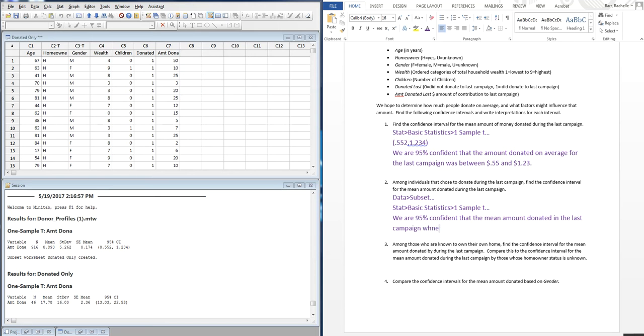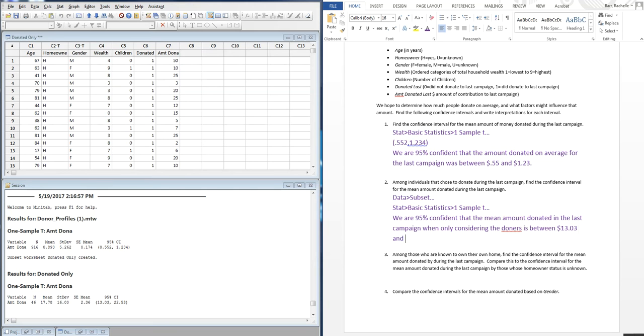when only considering the donors is between $13.03 and $22.53. So I want to be very specific. I'm only looking at those who donated when they were doing the campaign, because our previous example only included everybody who they've ever asked for money. So keep that in mind.